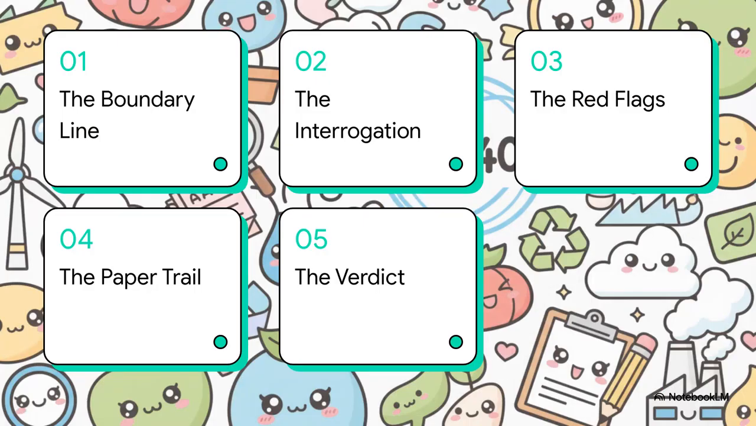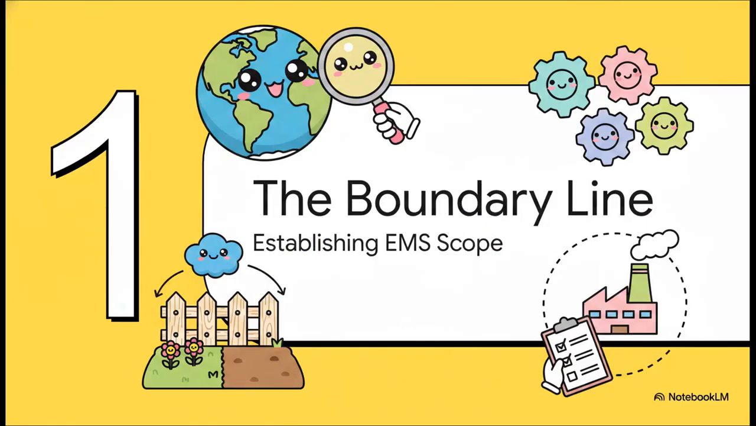Okay, let's dive into our investigation plan. Over the next few minutes, we'll hit 5 key phases. 1. The boundary line. 2. The interrogation. 3. The red flags. 4. The paper trail. And 5. The verdict. Starting off with Section 1, the boundary line, establishing the EMS scope.